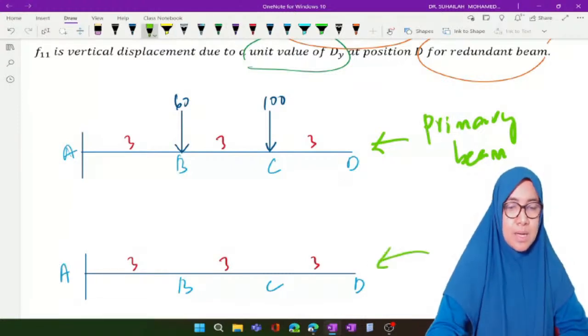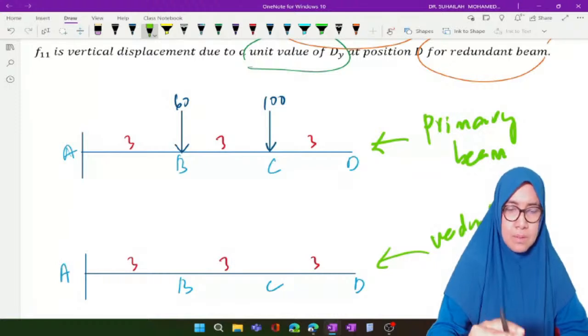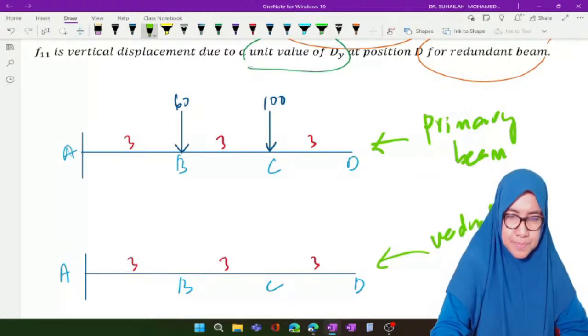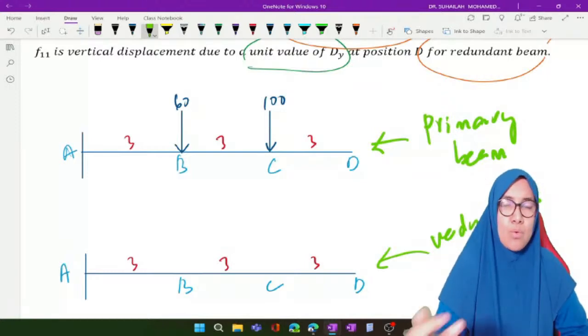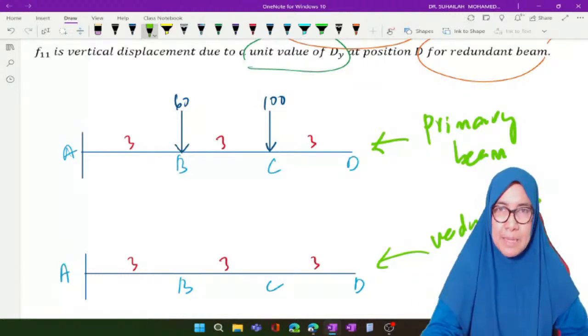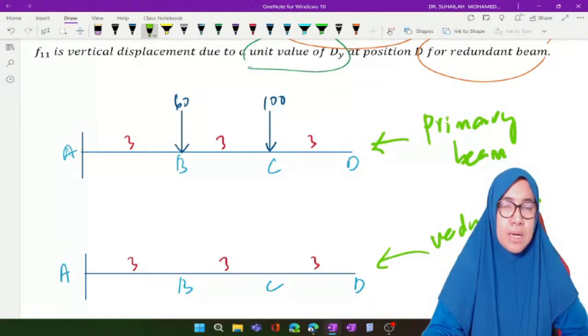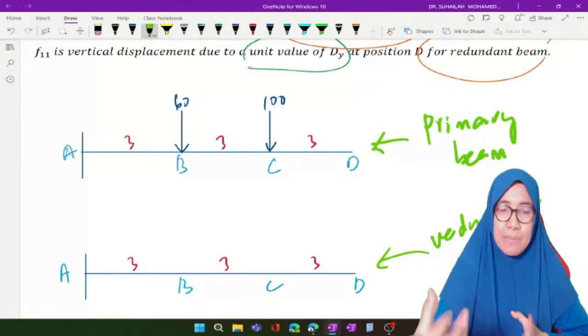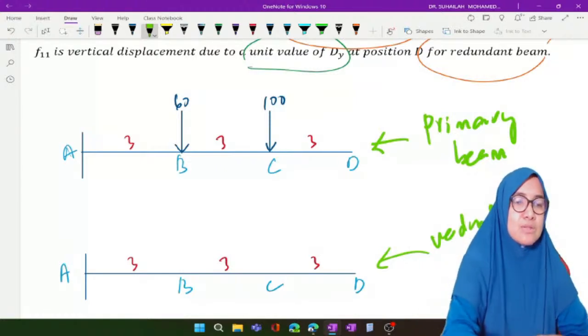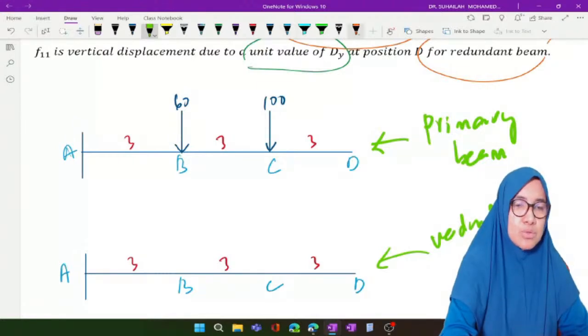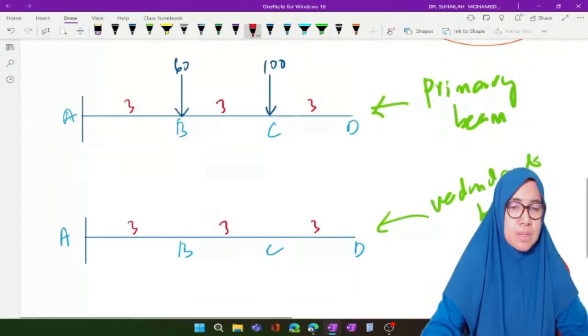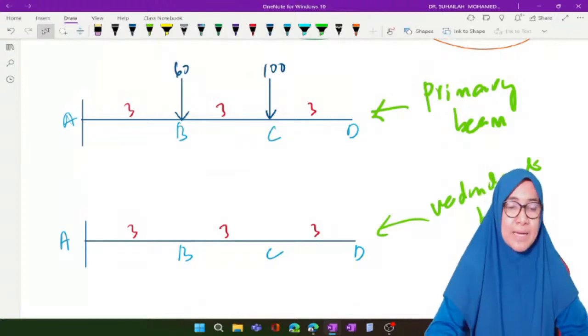One primary beam, one redundant beam. The primary beam is a determinate beam subjected to all external loading. The redundant beam is a cantilever beam, the same type as the primary beam, but this time it is subjected to a unit value of redundant.